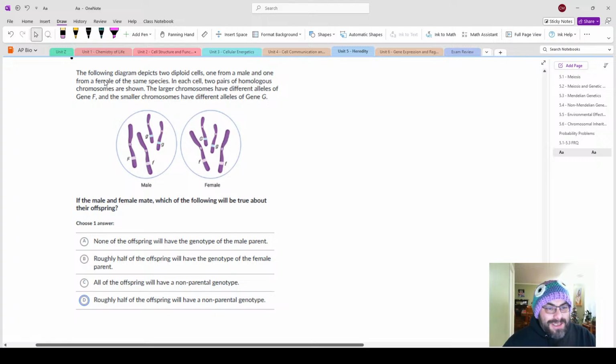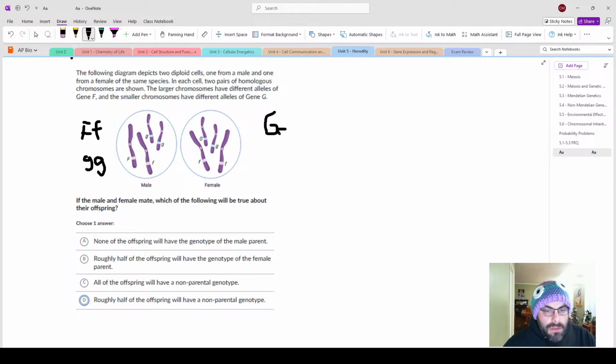So let's look at this question. The following diagram depicts two diploid cells, one from a male and one from a female. Same species, two homologous pairs. Okay, so before I even look at these answers, the genotype of the male is this, right? And the genotype of the female is this, right? Okay.